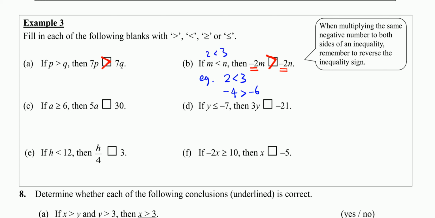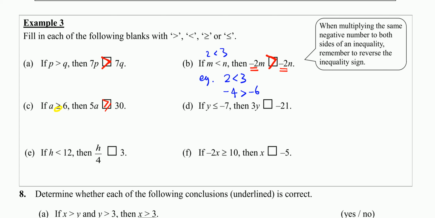And okay, for part C, if A is greater than or equal to 6, we multiply a number on both sides and we have this answer. Since there is an equal sign here, just a remark: we have the equal sign in here, so after the calculation, we should keep the equal sign. So we should keep the greater than or equal to.